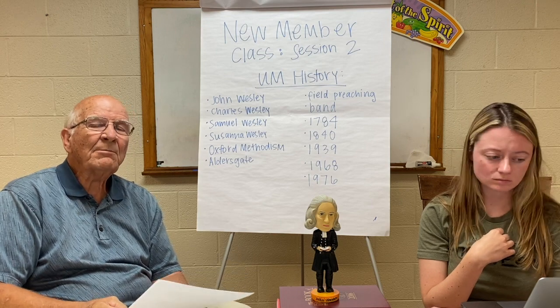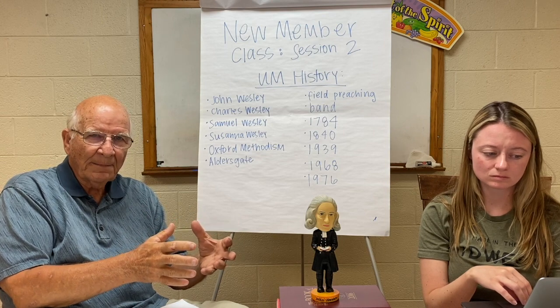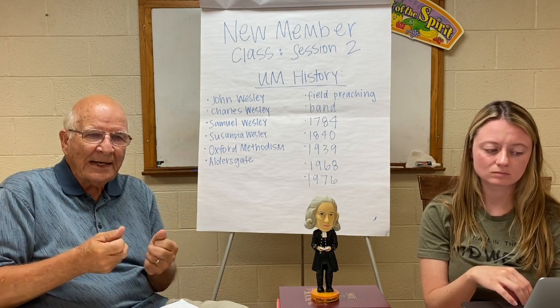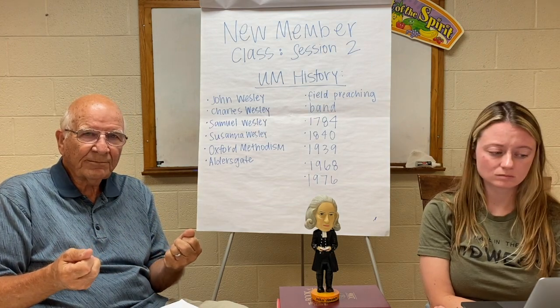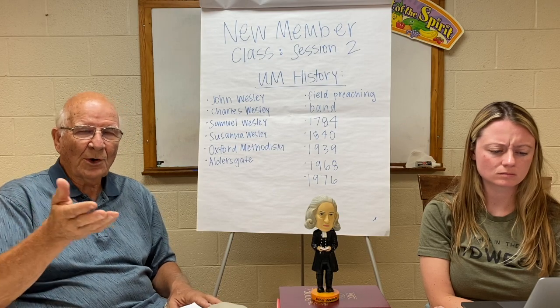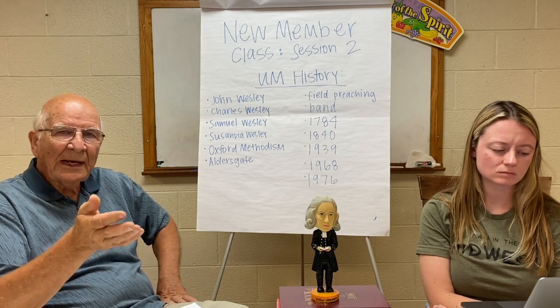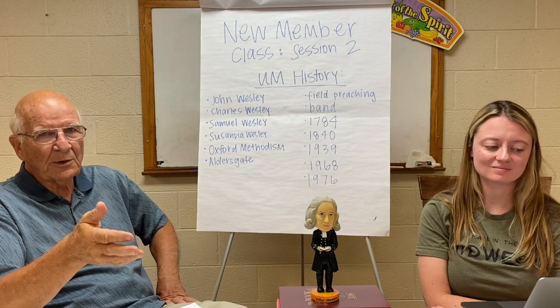But then an amendment came from the floor, had not been considered in committee, and a statement that has created 40 years of tension in the church. And that is added: though we do not condemn persons, we do not consider the practice of homosexuality and consider this practice incompatible with Christian teaching. That came off the floor. The argument was, if we don't include that, the Southern Baptists are going to eat our lunch and take all of our members.